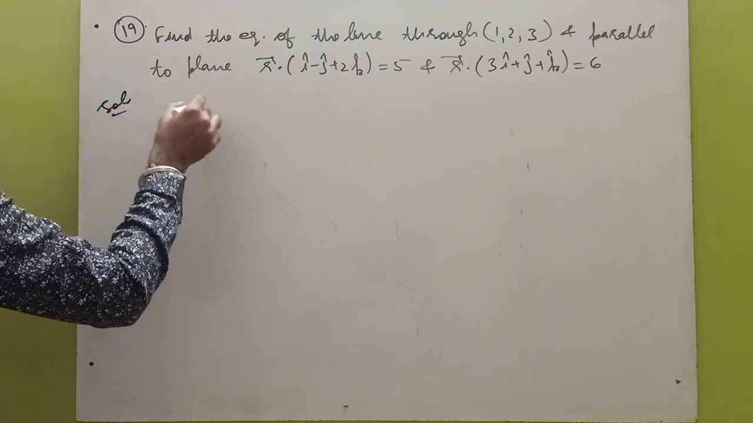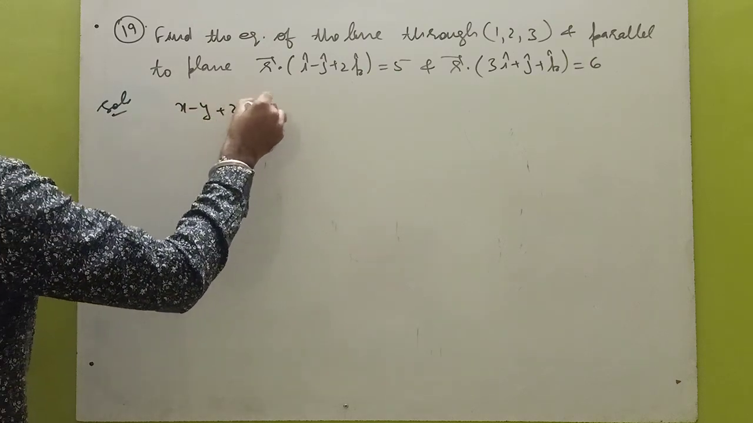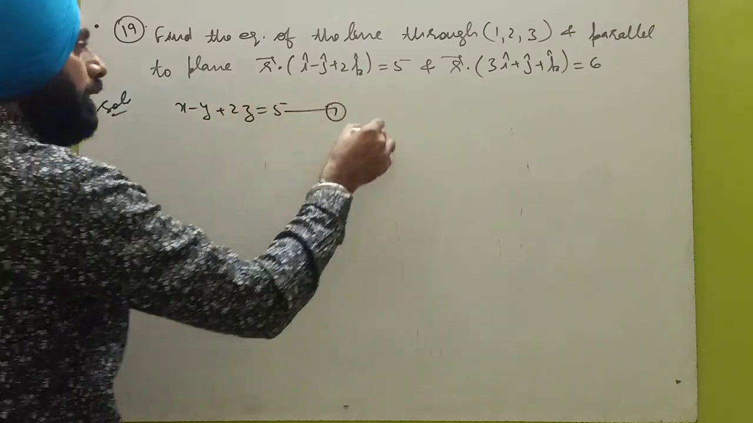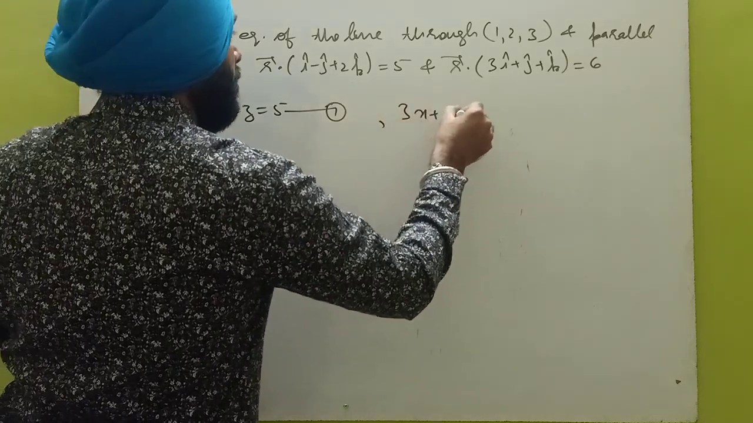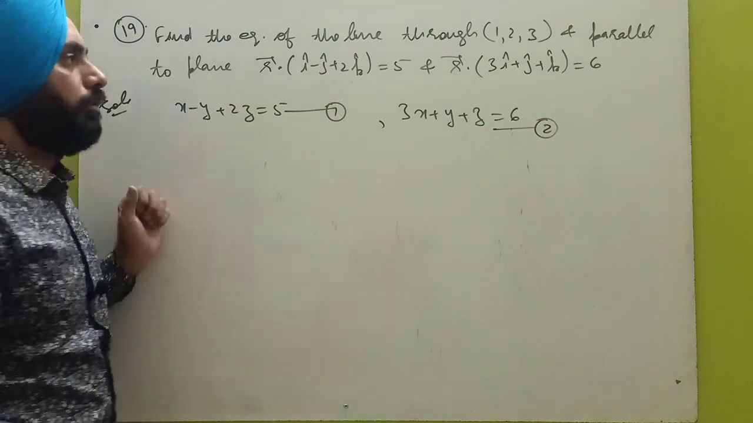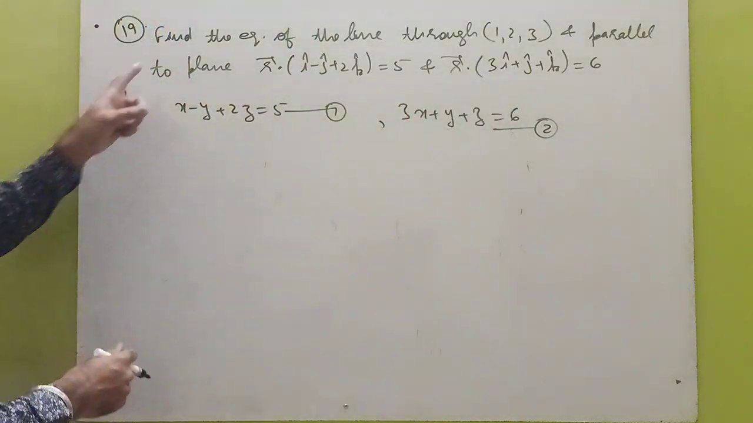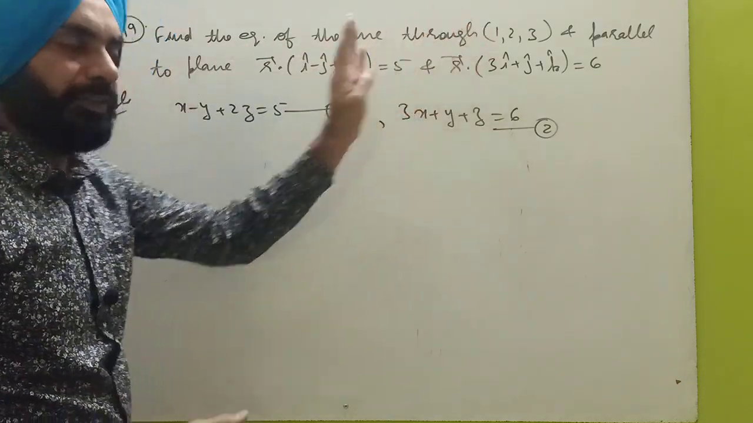So in the solution, first of all, write the equation of the plane in the Cartesian form. x minus y plus 2z is equal to 5, equation number 1, and the second one is 3x plus y plus z is equal to 6. Let us take it as equation number 2. We know we require a point and the direction numbers of the line for finding the equation of the line. But in this case, the direction numbers of the line are missing.